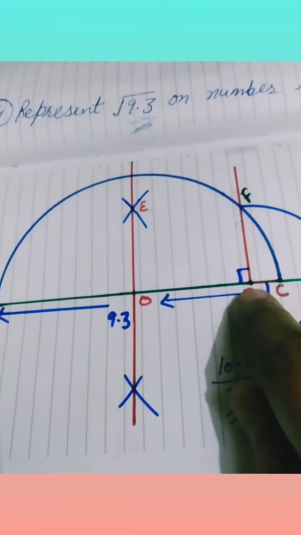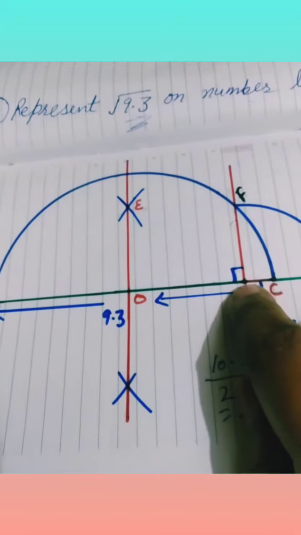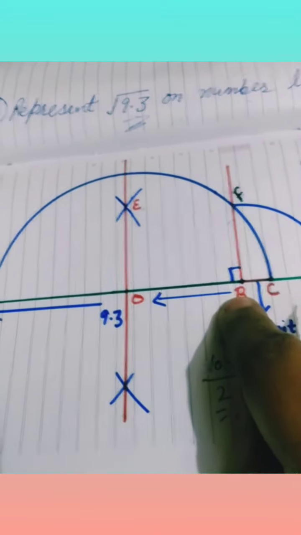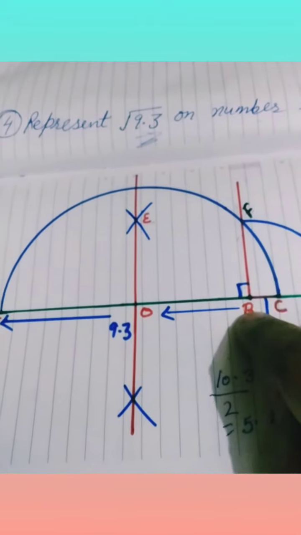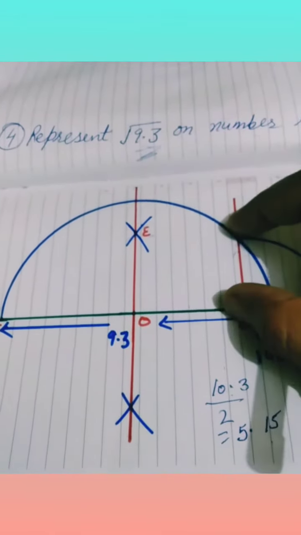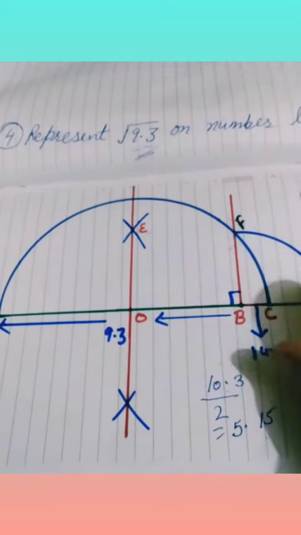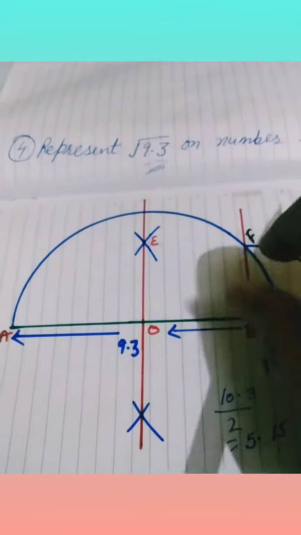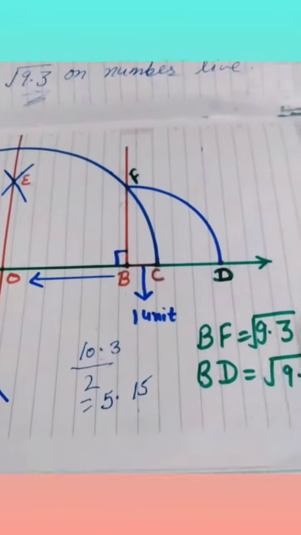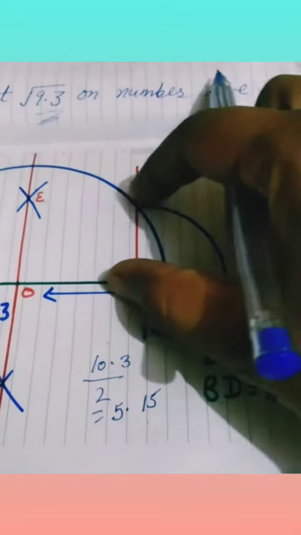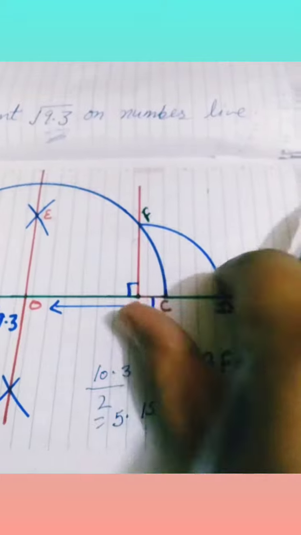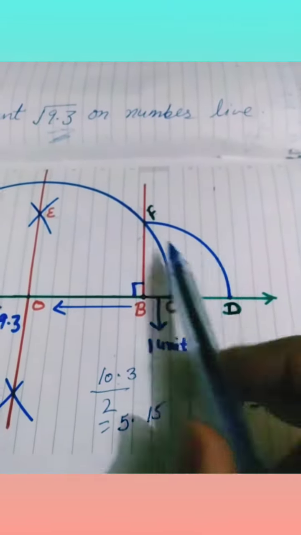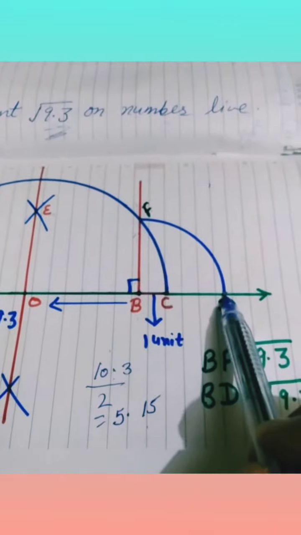Then we will draw an angle of 90 degree on point B. You can use protractor or compass. Then we will take this distance BF. Then we will take this distance BF with the help of compass and draw it up to the point D, means from F to D we will draw.